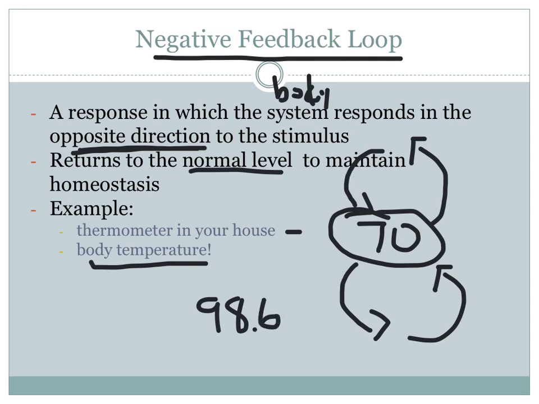If you get too hot, maybe you're outside on a hot summer's day, your body will start to sweat, right? It will help to cool you down, so it responds in the opposite direction. And then say you walk into an air-conditioned house and you get a little bit cold, you'll start to shiver, right? Your blood vessels will constrict, helping you to maintain heat and heat back up. So that's a negative feedback loop. That's the one that's really important for homeostasis.